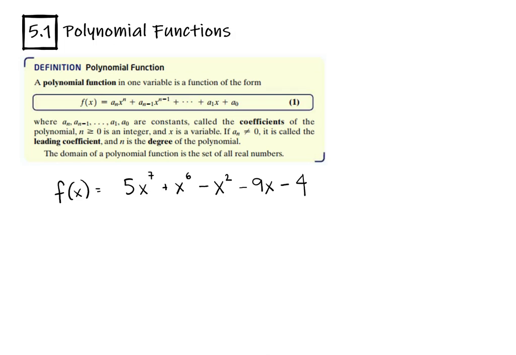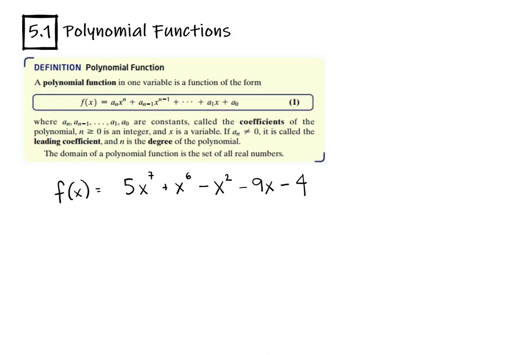Hi class, in chapter 5 we're going to start off with section 1 called polynomial functions. And even though you've talked about polynomials in previous classes, the topics covered in this chapter are going to be new for college algebra. And a lot of these will be concepts that you've never seen before.